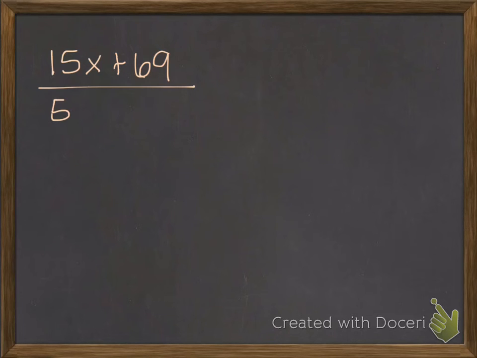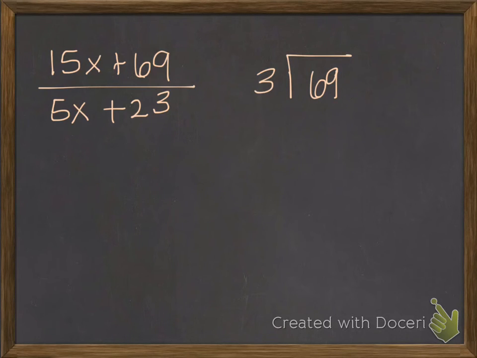So that gave me 15x plus 69 over 5x plus 23. I know that 15 and 5 are related by a 3, so I'm just going to see if I can find that 3 in 69. So I'm going to come over here and divide this. 69 divided by 3. I'm just going to see what happens and see if that gives me a 23.